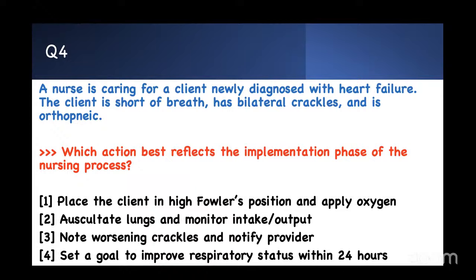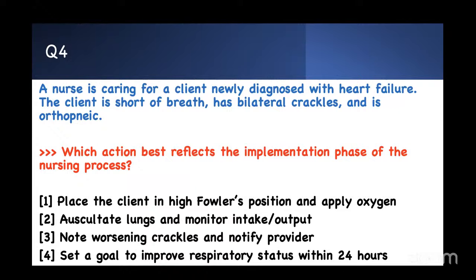When you see a nursing process question, always follow what they ask you. Which of these answers indicate that I'm implementing something? Place the client in a high Fowler's position and apply oxygen. Auscultate lungs and monitor intake and output. Note worsening crackles and notify the provider. Set the goal to improve respiratory status within 24 hours.